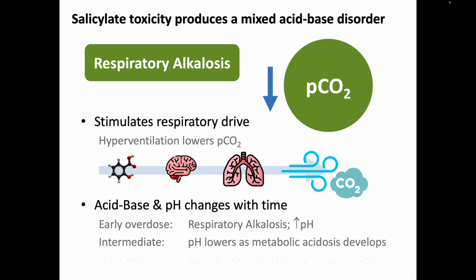Later in the course of very serious poisonings, the patient may tire out or have CNS depression, resulting now in respiratory acidosis, hypoventilation, and the pH will start to plummet since both the respiratory and metabolic acid-base disorders are going in the same bad direction.